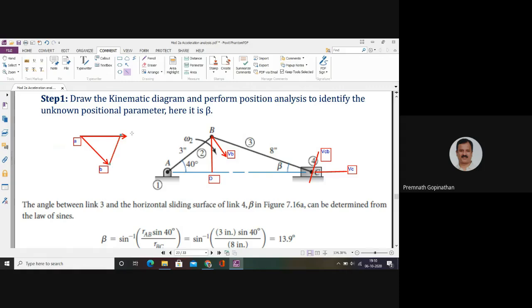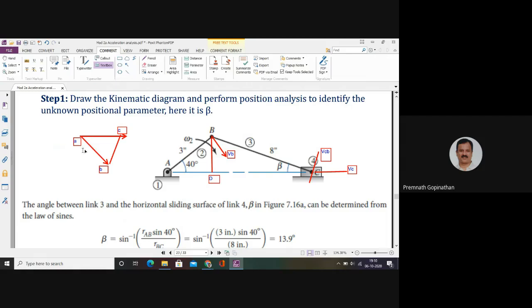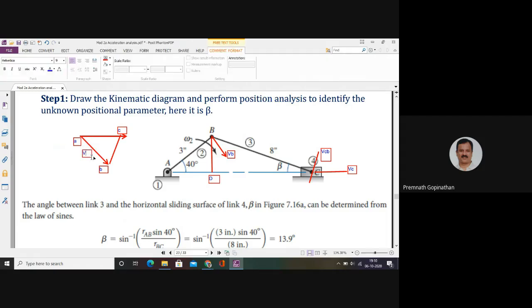So at the intersection, I got point C. The intersection of the horizontal vector and the inclined vector, I call it point C. Okay. So I can name the vectors now. This vector, I will indicate as velocity of B, and this vector, I'll name as velocity of C with respect to B, and this horizontal one, I can call VC, that is velocity of C. So this is how the velocity polygon appears.